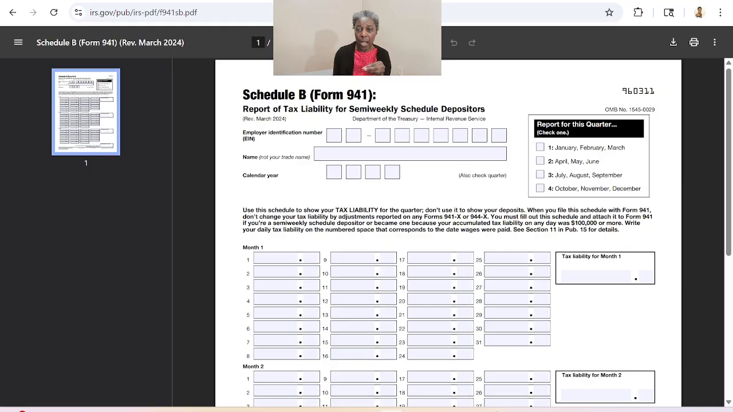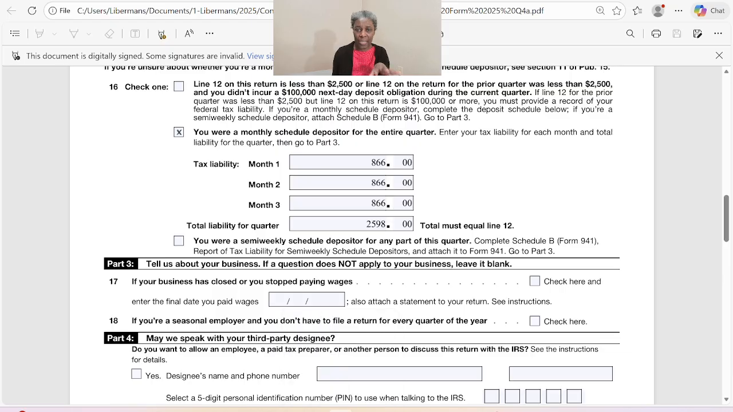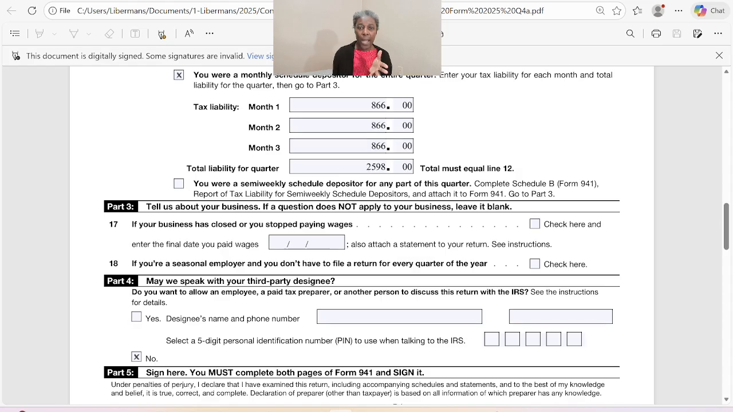And those totals are what you are going to put on this attachment; you will complete it and attach it. So that means if you are a semi-weekly depositor, you are going to be checking this box as well, and not this one. So you leave those two blank and check this one. But because our dollar amount is below that threshold, we are going to check monthly scheduled depositor. And then you will go to part 3.